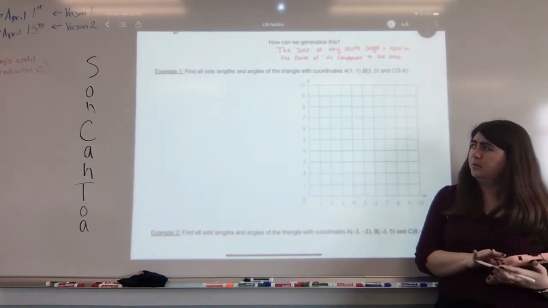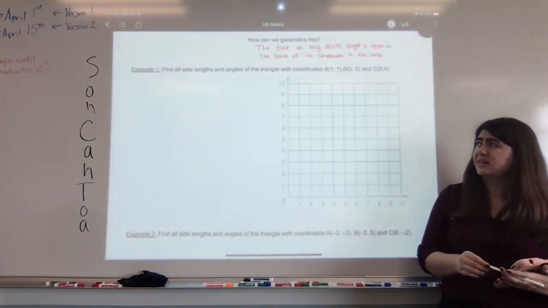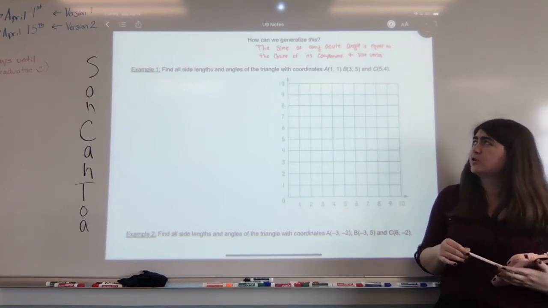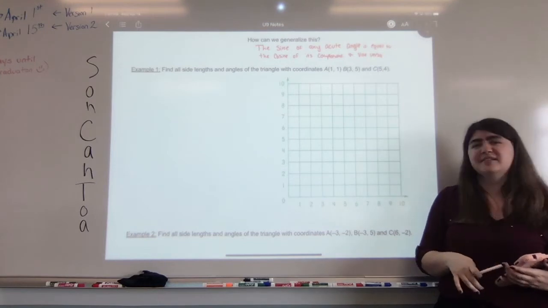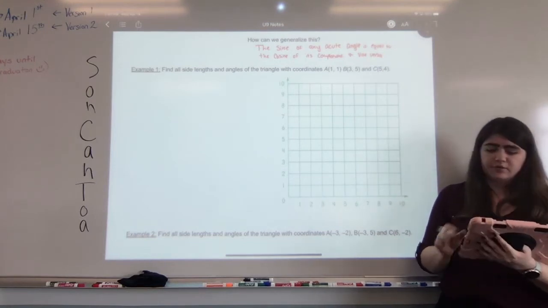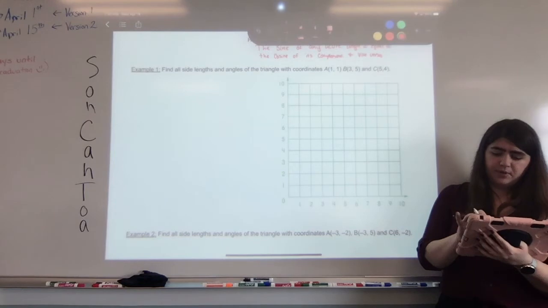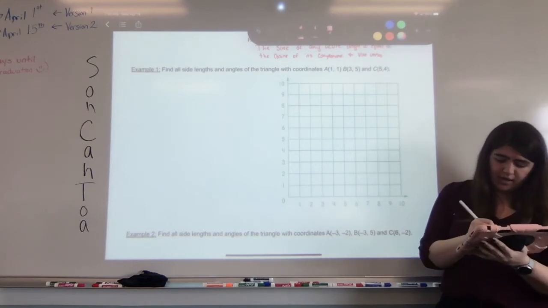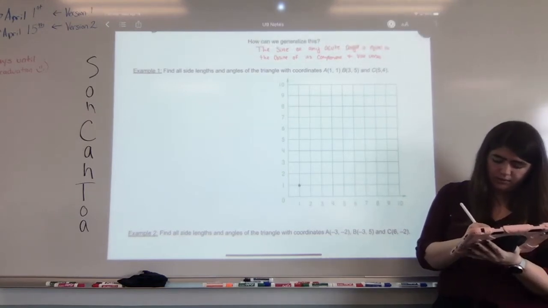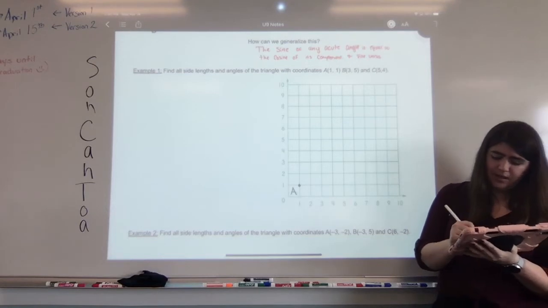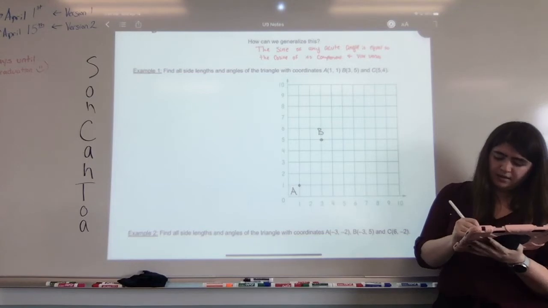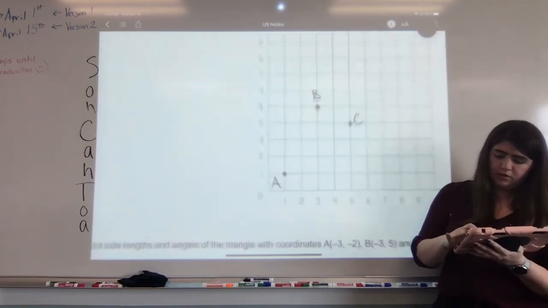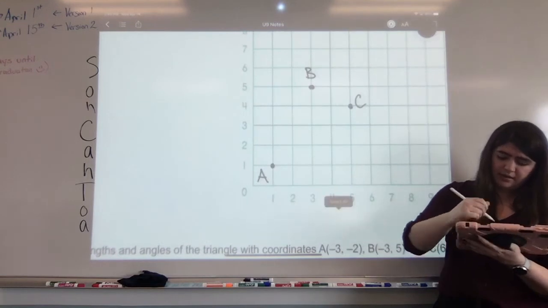All right. Now let's take a look at trigonometry in the coordinate plane. So example 1 here says find all side lengths and angles of the triangle with coordinates A at 1, 1, B at 3, 5, and C at 5, 4. So the first thing I'm going to do is plot those points. So I have A at the point 1, 1. I have B at the point 3, 5. And I have C at the point 5, 4. And now I'm going to connect those dots here.